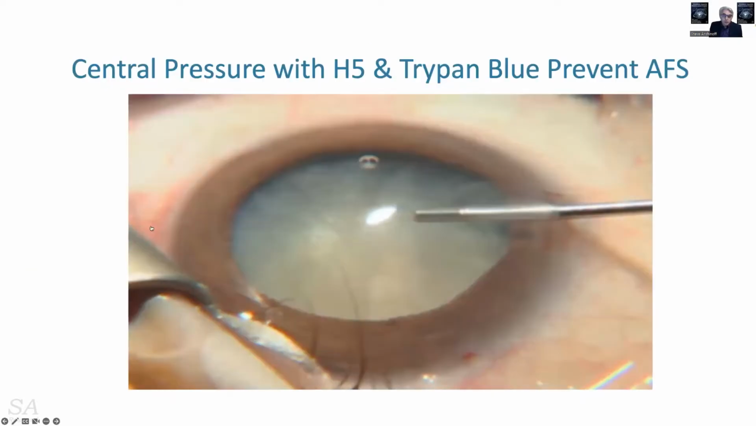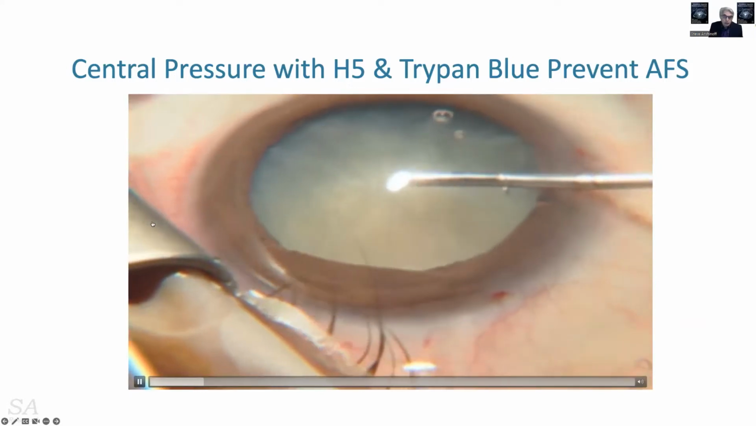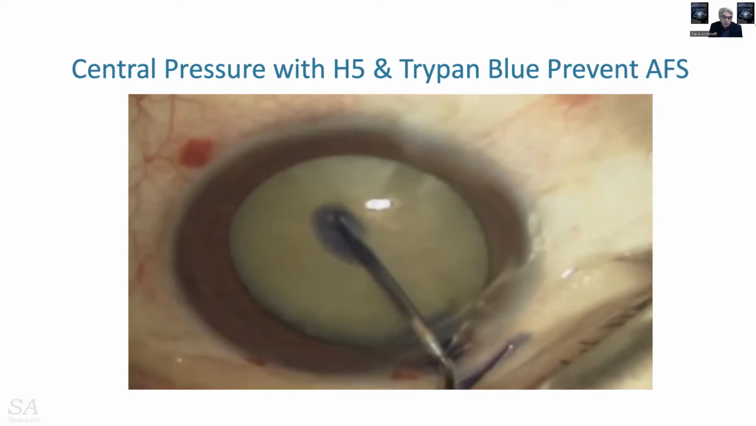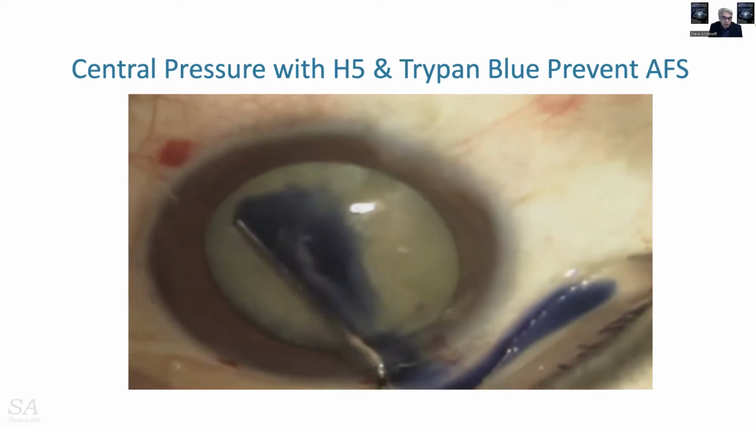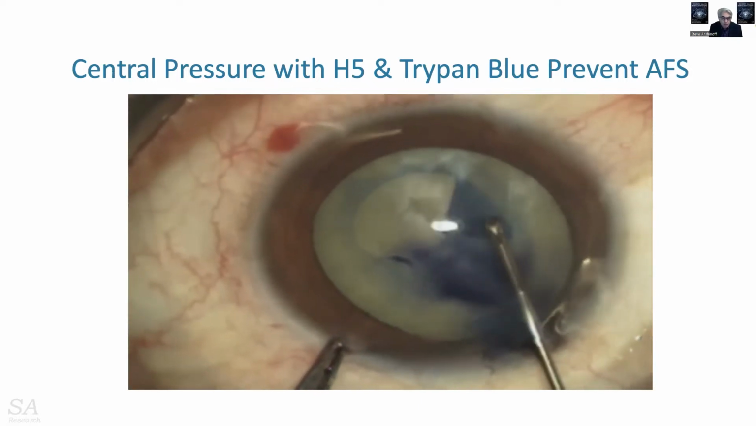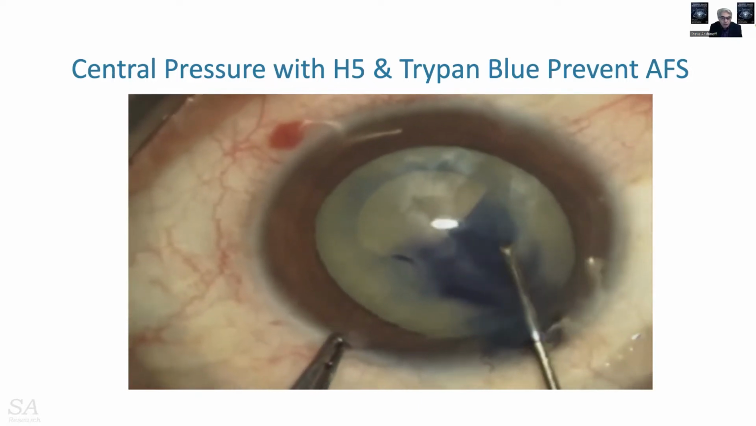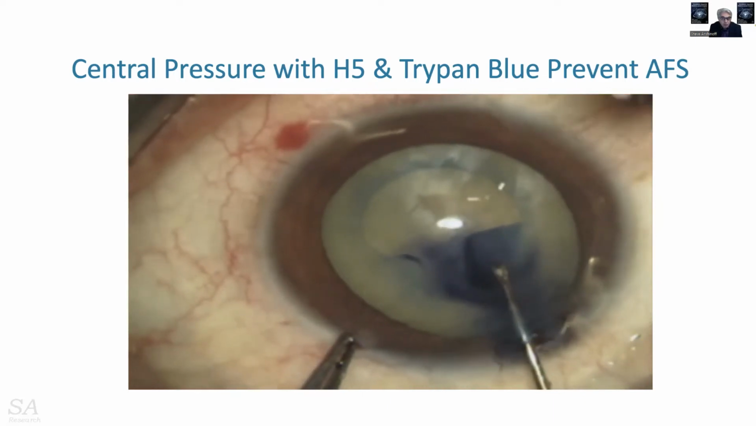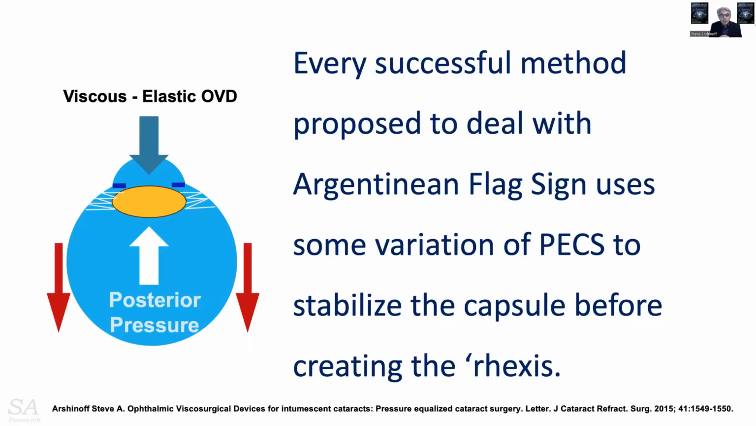Okay, fair enough. So here's a case. And you can see as I inject OVD, I'm using Healon 5. I fill the chamber first, and then I just paint a little tiny bit of trypan blue across the capsule because the trypan blue cross-links the capsule at the same time as it stains it. And I use a needle because I don't want to open the incision and let the OVD escape. And that keeps the entire eye pressurized so the cortex stays in the capsule and you can just gently tear the capsule around.